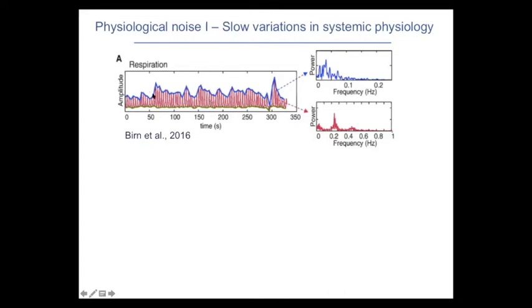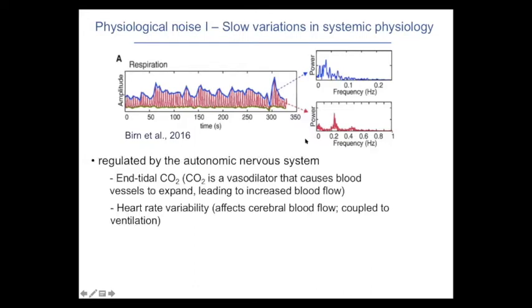you can notice its envelope. It's not very stable over time. It also has very slow fluctuations. And if you plot the pulse spectra, different from those high frequency respiratory peaks, it resides in a very low frequency range. So these are actually not just noise. They reflect some slow changes in the systemic physiology that's regulated by the autonomic nervous system.